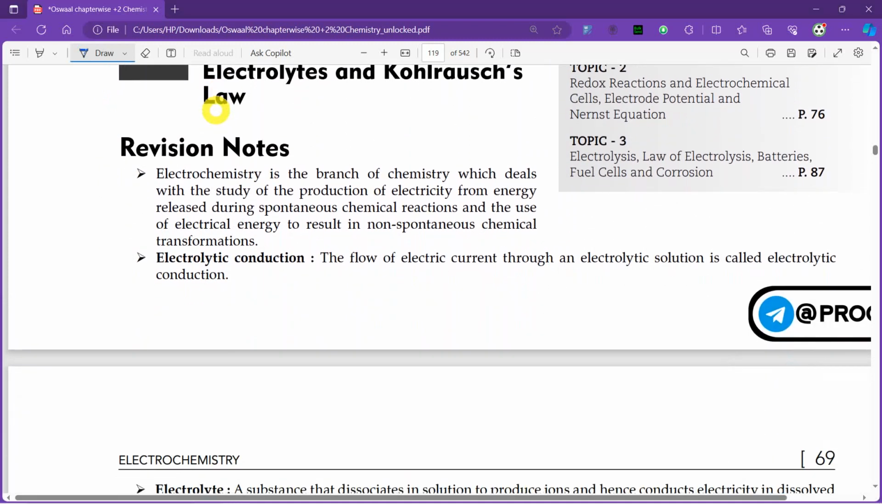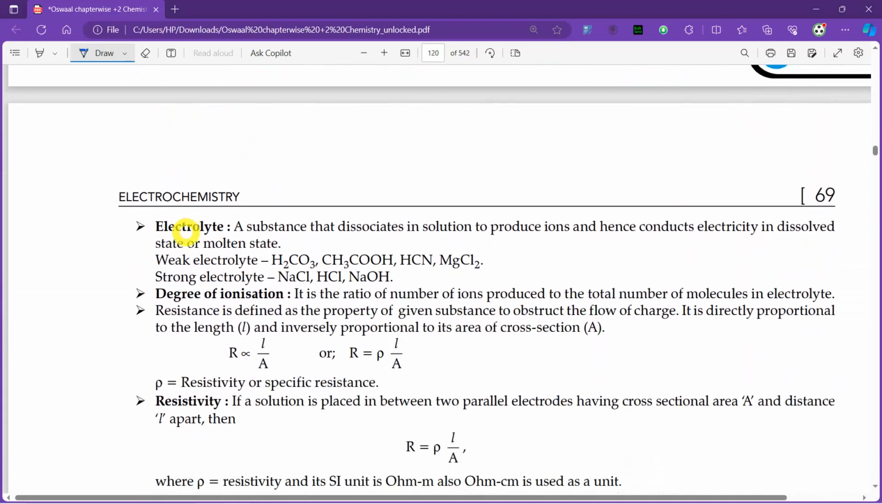What is electrolytic conduction? The flow of electric current through an electrolytic solution is called electrolytic conduction, right? And electrolyte: these are all basic things which will have a short recap. An electrolyte is a substance that dissociates in solution to produce ions and hence conducts electricity in dissolved or molten state. That is called an electrolyte, right? So you know that this is the electrolyte, and the two electrodes are dipped here like this. So what is an electrolyte? It's a substance that dissociates to produce ions.